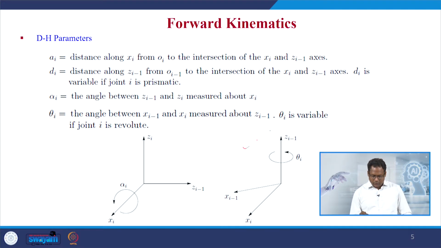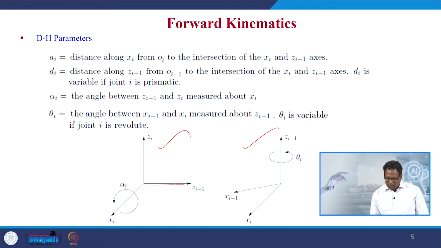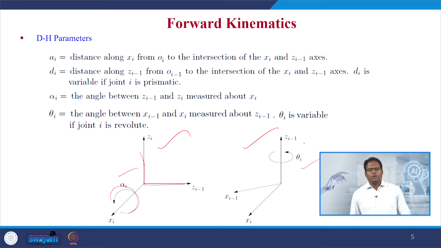We can see through the schematics the representation of alpha and theta i. You can see that between zi minus 1 and zi measured around xi, we get alpha i, whereas theta i is the angle around zi minus 1 between xi minus 1 and xi. So, now theta 4 is an angle around z3. Similarly, theta 9 is an angle around z8, between axis x8 and x9.